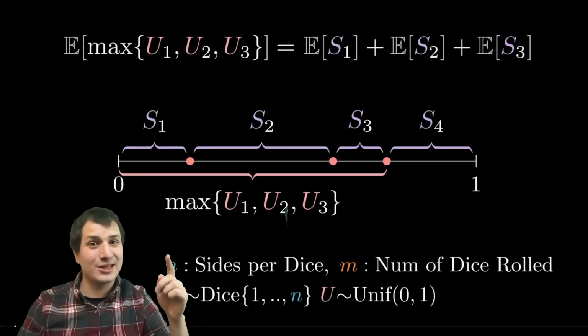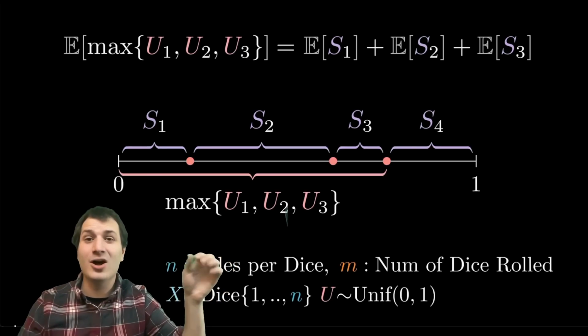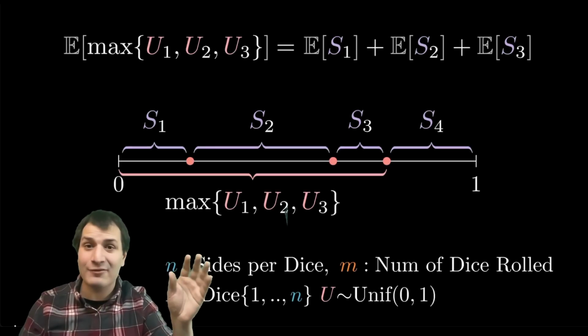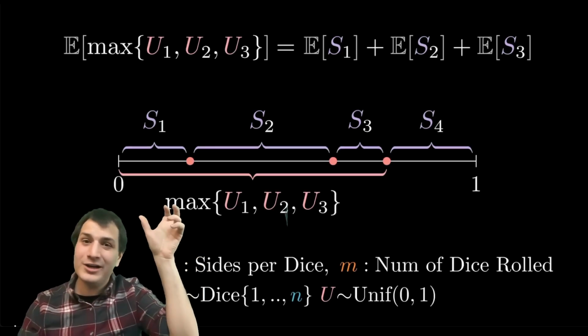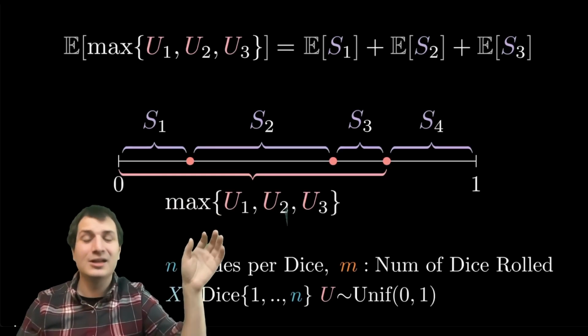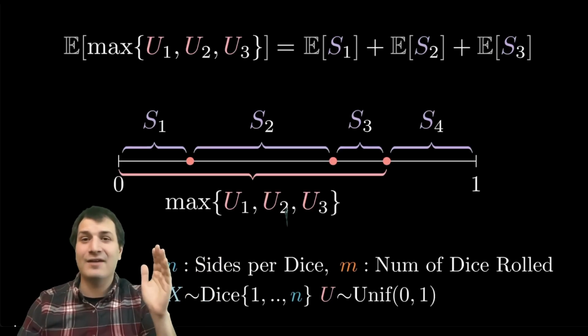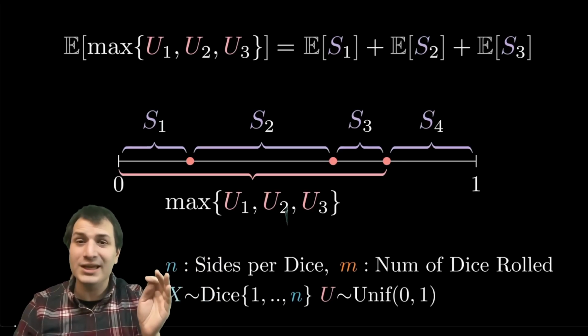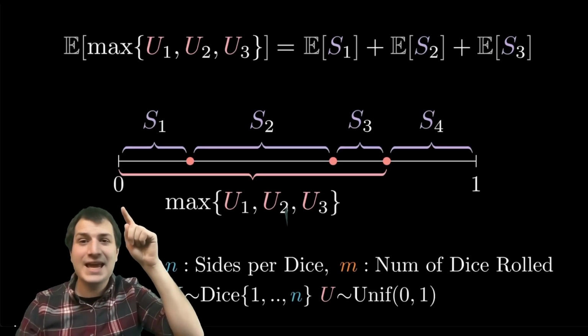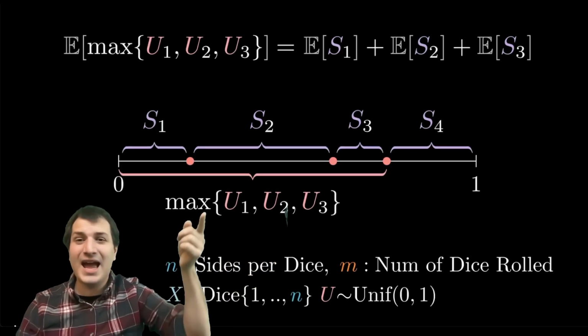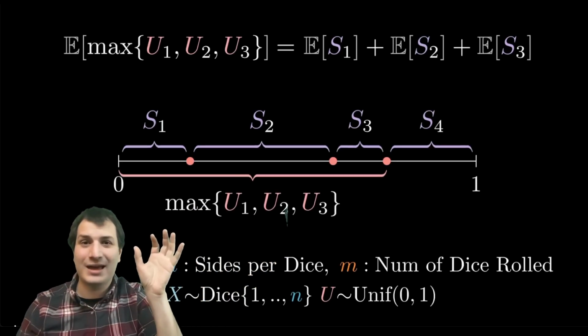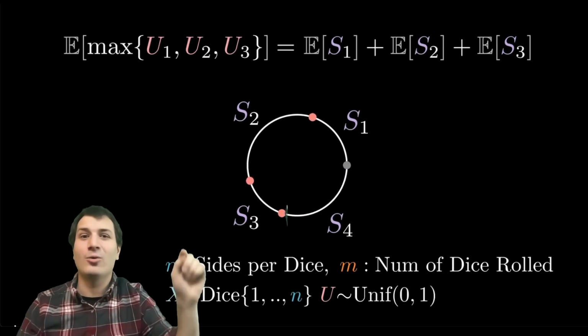Here's where symmetry comes in. I claim that S1, S2, and S3 all have the exact same average. So it looks like maybe they're a little different. S1 is on the end, S2 is in the middle, but actually you can see that S1, S2, and S3 all have to have the exact same distribution individually. And you can see that very easily by taking this number line from 0 to 1 and wrapping it around a circle. So let's do that. Let's wrap S1, S2, and S3 around a circle.